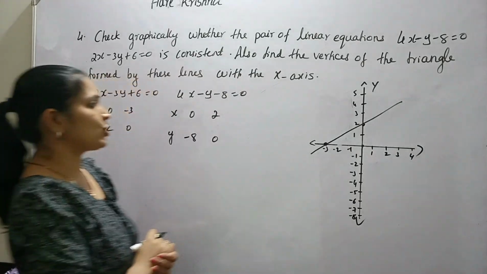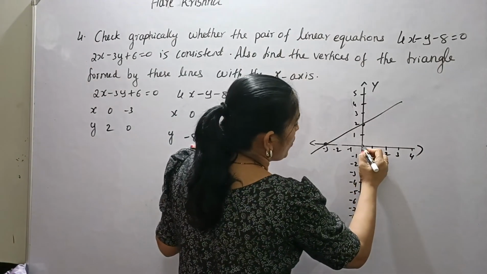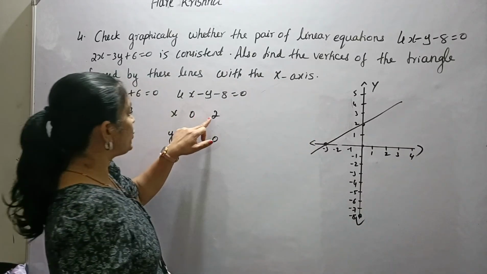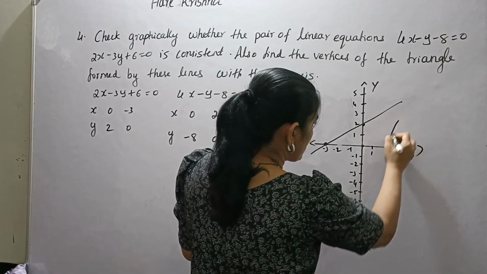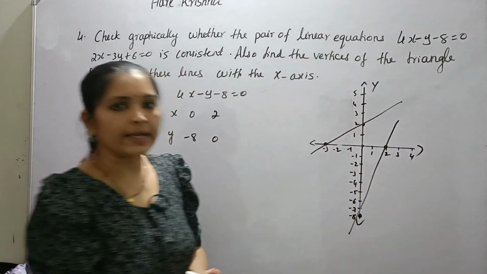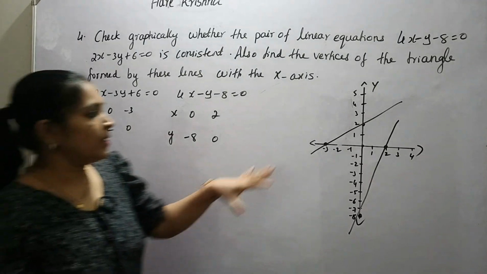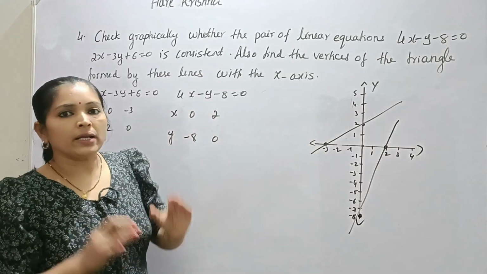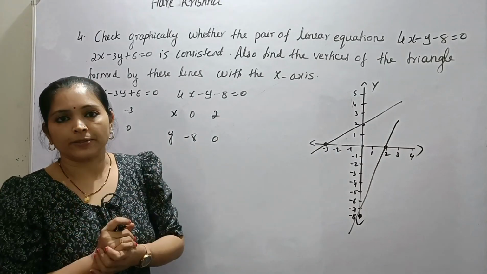So join these points and draw the line. Next is 0, minus 8. Y is minus 8, so it is the point. And 2, 0 is the point. Now join these two lines. And here see somewhere they are intersecting at a point. Right. You are drawing it in the graph, so it will be clear at which point these two straight lines intersect.